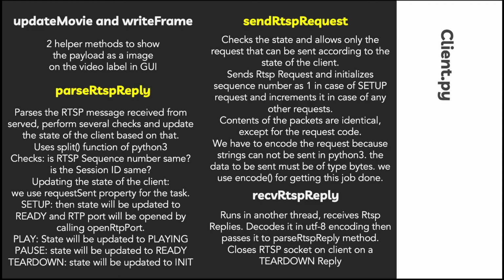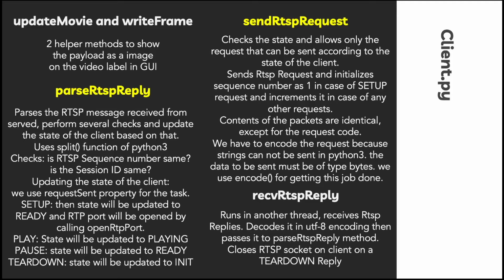Now for the other types of request other than the setup, the sequence number is incremented by 1. Meanwhile, in the setup request, the RTSP sequence number is set to 1. Also, the contents of the packets are identical except for the request part of the code. We'll look at that later on.